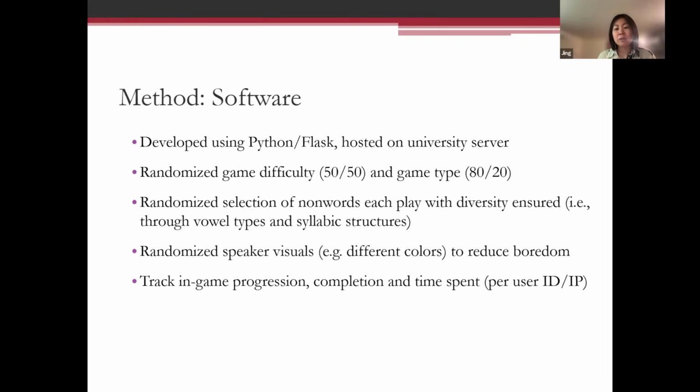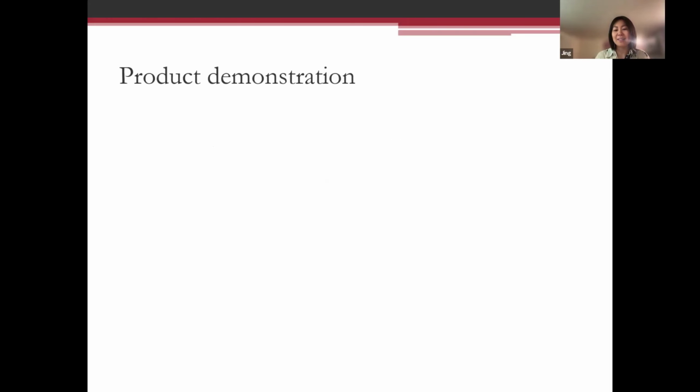And as for the background information, the progression is tracked. So how much time a player has spent on which game, how many attempts, and how often a game is finished within the timeout is recorded. And the game can be played per user ID or per IP. Yeah, that's the idea.